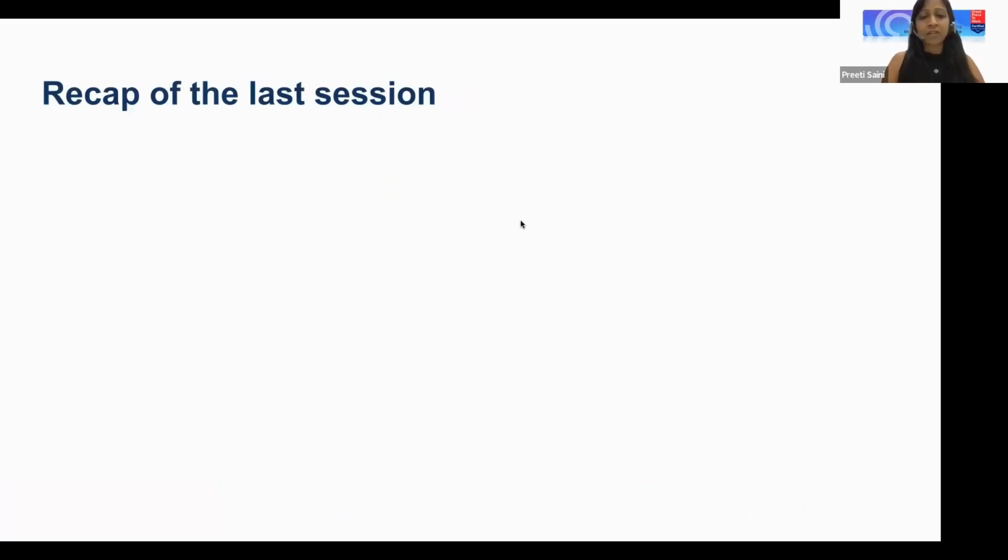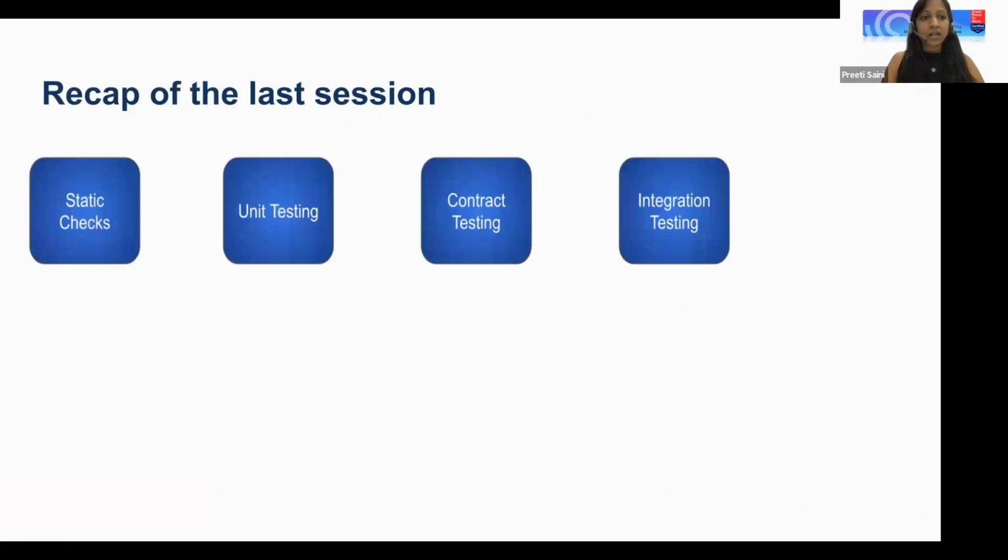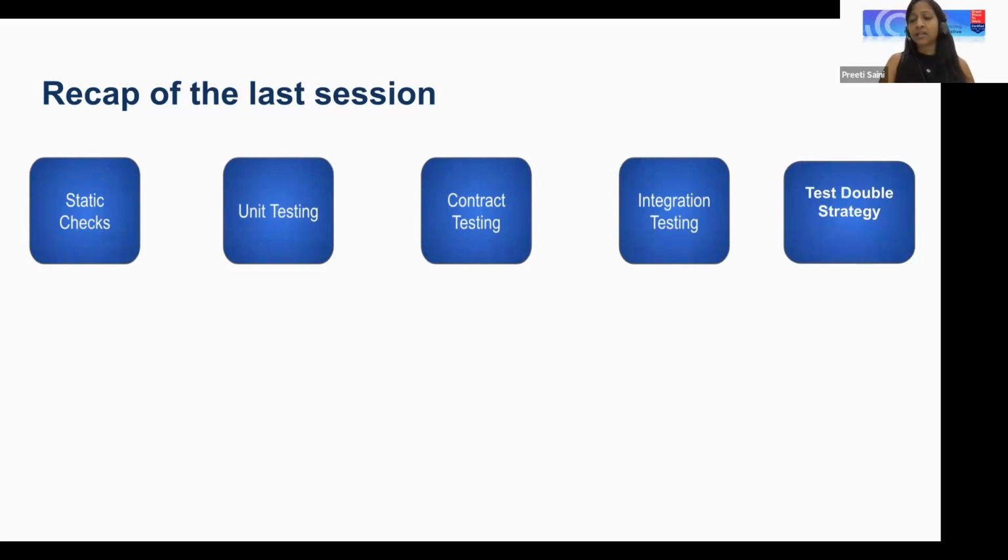So let's do a quick recap on the last session we had. In the last webinar session, we discussed what static checks are and what the best practices associated with them are. We also discussed what unit testing is and the best practices associated with unit tests. Along with that, we also saw what contract tests and integration tests are and the best practices associated with these. We also looked into the testability strategies and how to opt for the optimal test double based on the scenarios and how to gain the most out of it.